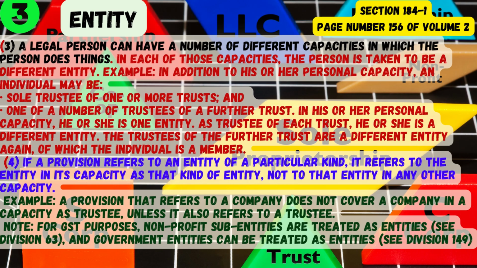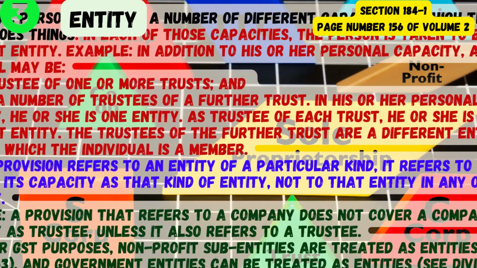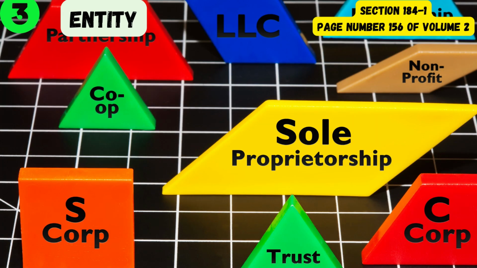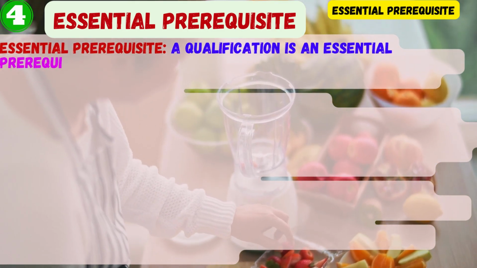4. If a provision refers to an entity of a particular kind, it refers to the entity in its capacity as that kind of entity, not to that entity in any other capacity. Example: a provision that refers to a company does not cover a company in a capacity as trustee, unless it also refers to a trustee. Note: for GST purposes, non-profit subentities are treated as entities, see Division 63, and government entities can be treated as entities, see Division 149.